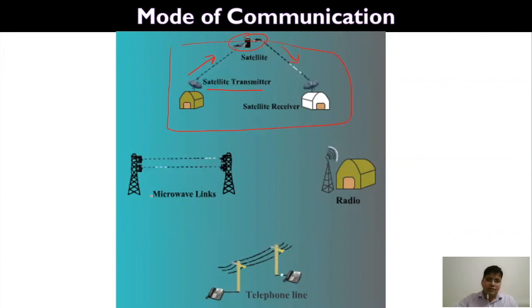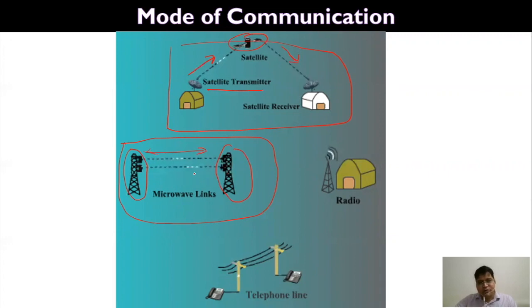The second thing is the microwave links. You can see here, this is like a mobile tower. You have seen mobile towers around you. This is one mobile tower, this is a second mobile tower. The first mobile tower is sending the signal or receiving the signal with the second mobile tower. So the link is established, and it is referred to here as the microwave link.